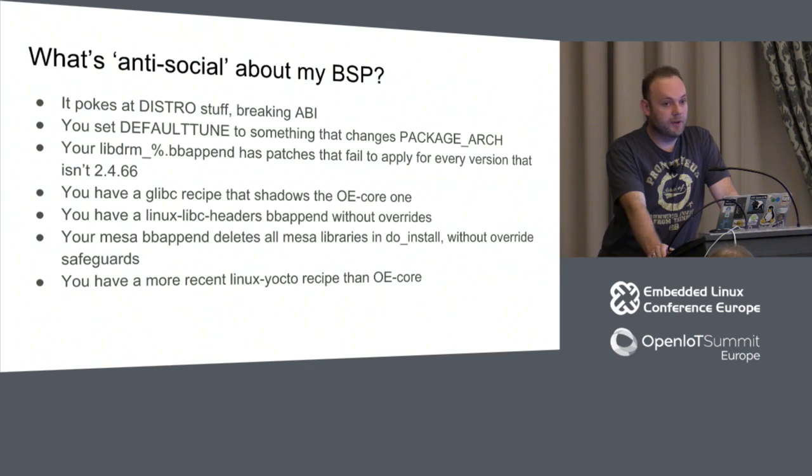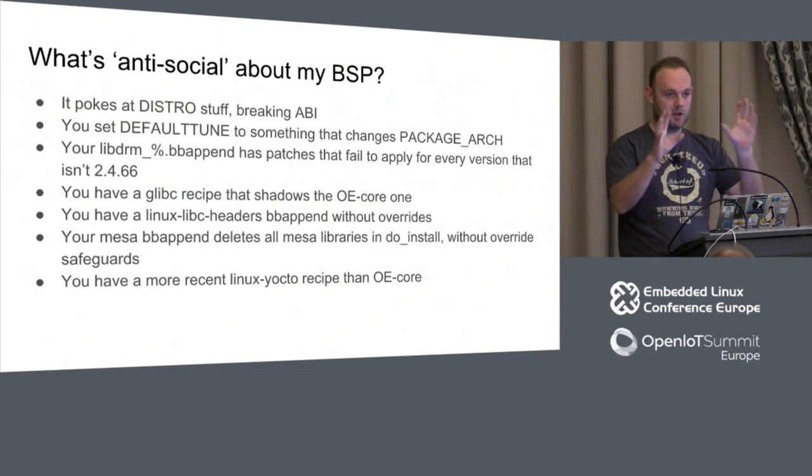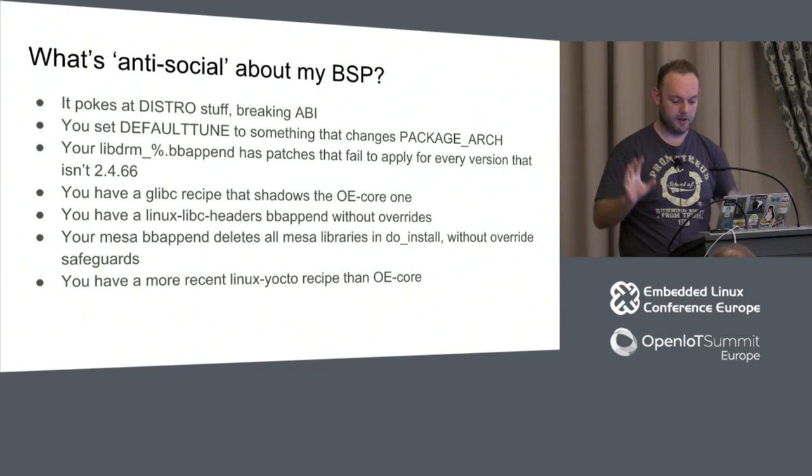And as you will see later in the talk about the GPU blobs, Mesa bbappends that delete all the libraries in do_install without any override safeguards. And this happens because people need the Khronos OpenGL and EGL headers. Mesa provides them. Their binary blobs do not, for some reason. So they bbappend Mesa to delete all the libraries. So you build for your ARM machine, Mali comes up, 3D works, you think, awesome. Then you take out your Mino board, you boot it up, and it doesn't work.